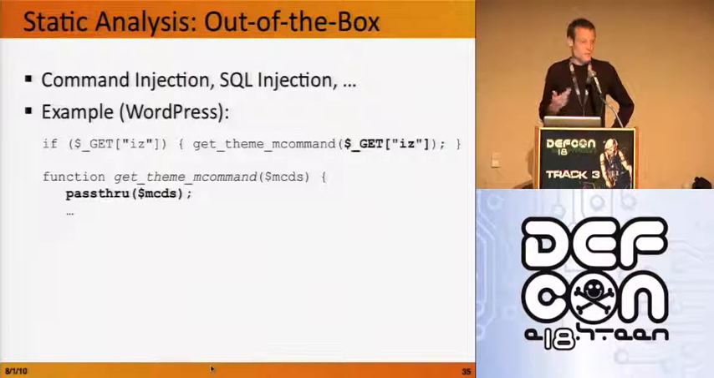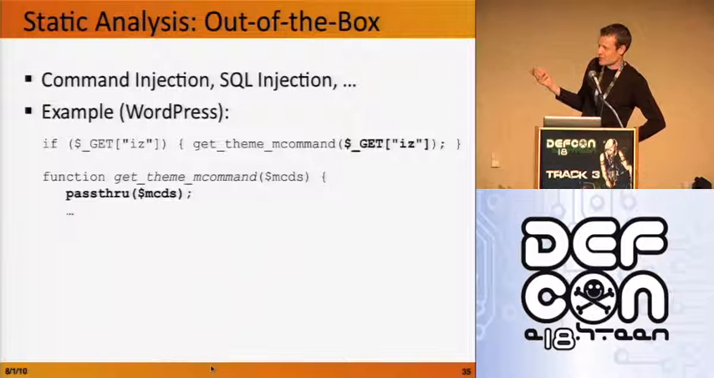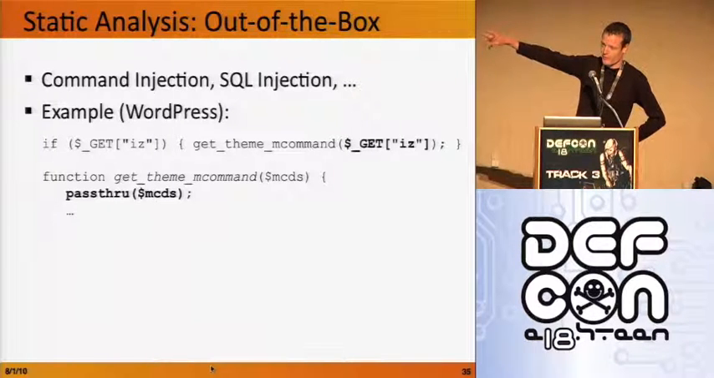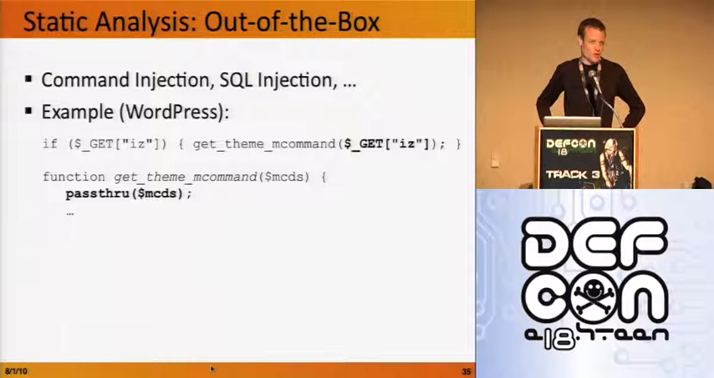Vulnerability detection is useful too. Sometimes an insider leverages something that is technically just vulnerable. This is an example that Matias talked a little bit about earlier, except he just had the first line of code. So the first line of code says, this is PHP code, I'm going to check a request parameter, and if it exists, called IZ, then I'm going to call this getThemeMcommand function.